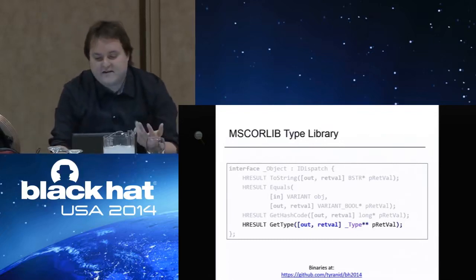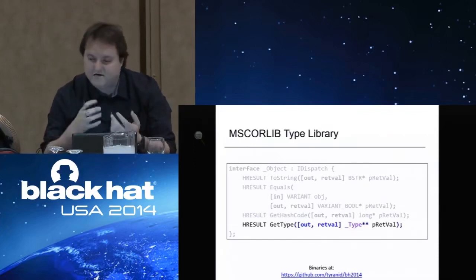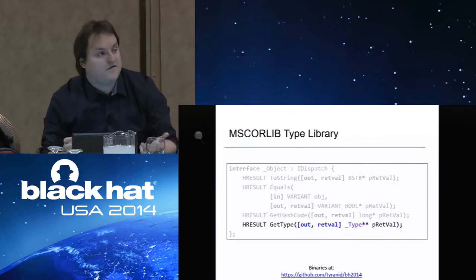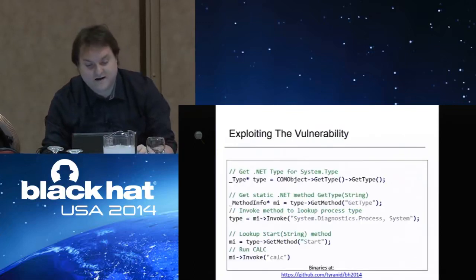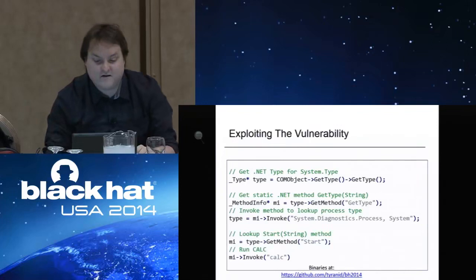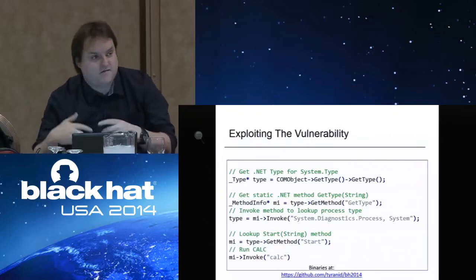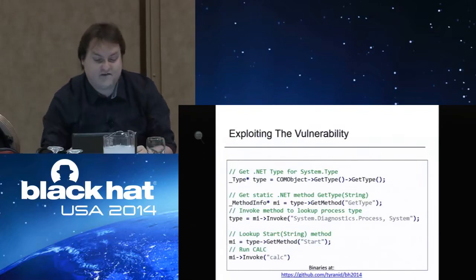But of course, in this case, if we're exposing it over COM, I can take a type object and use that to pivot to call any arbitrary function in .NET. So if I can get that type object, maybe I can do something nice. And it turns out to be the case. You can easily write up a piece of code which looks up the Process class and calls Start and runs calc. It's very simple.